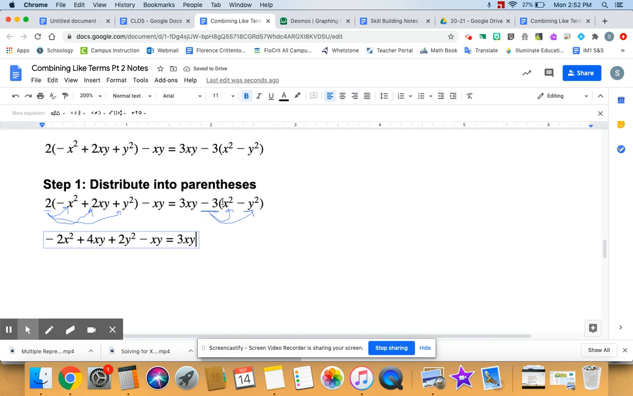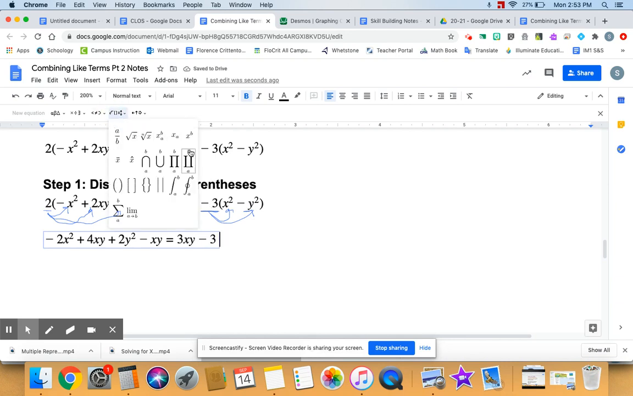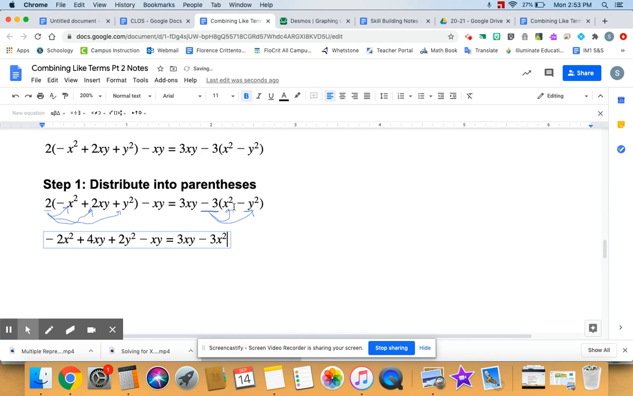So remember there's an invisible 1 in front of this x squared, and 1 times negative 3 is negative 3, and then they're x squareds. And this one right in front of the y squared, there's an invisible what? It's an invisible 1 that's negative because of the minus. So negative 3 times that negative 1 becomes what? Positive 3. And then they're y squareds, and I can't forget that. Now I've done step 1, distribute into parentheses.